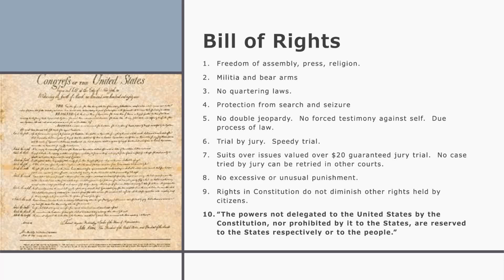judge. Number seven, suits over issues valued over $20. It's pretty much civil court right here. Are guaranteed a jury trial, and no case tried by jury can be retried in other courts. Number eight, no excessive and unusual punishment. There's your Cesare Beccaria right there for you. Number nine, rights in the Constitution do not diminish other rights held by citizens. In other words, for example, rights in the Constitution, if they're not as extensive as those, say, granted by a state, it doesn't diminish those.